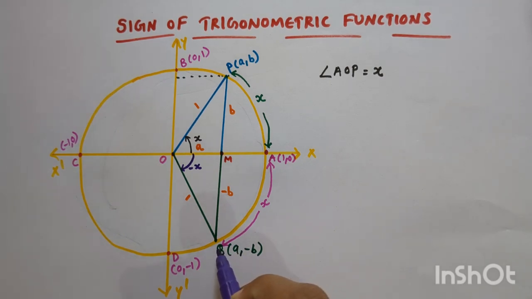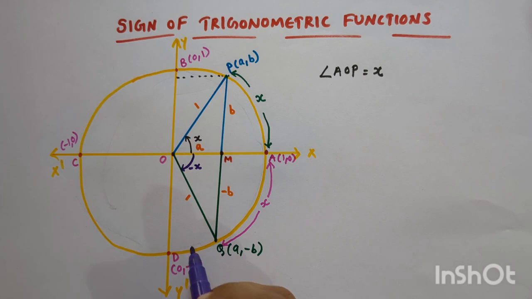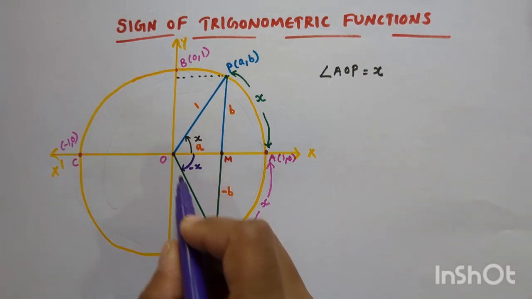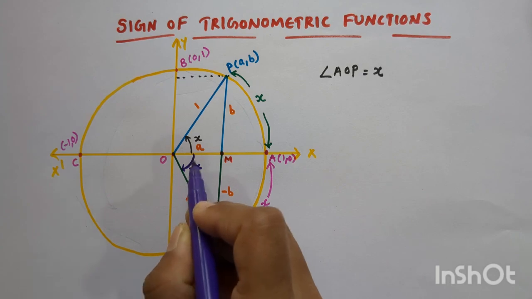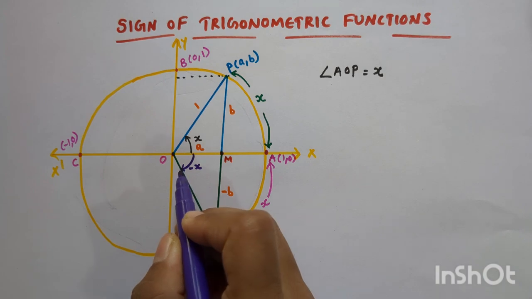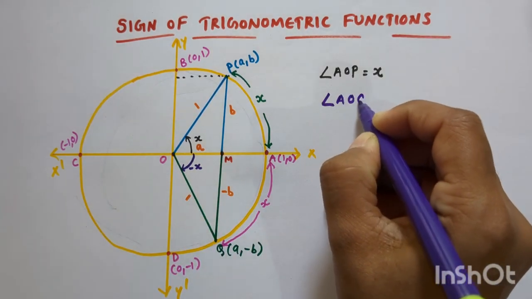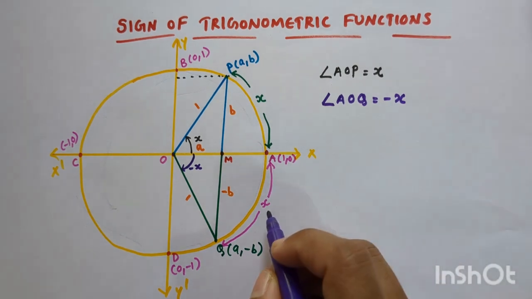So we have considered another point Q with coordinates (A, minus B) on this unit circle such that angle AOQ is minus x, because it is measured in the clockwise direction. When the angle is measured in the clockwise direction, that angle is taken as negative. So angle AOQ is equal to minus x.